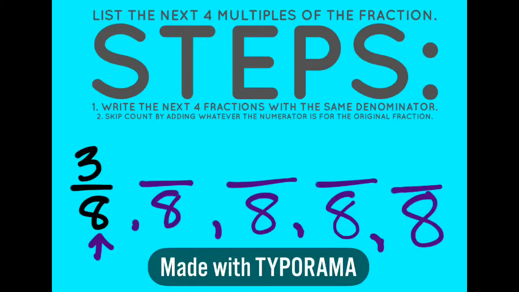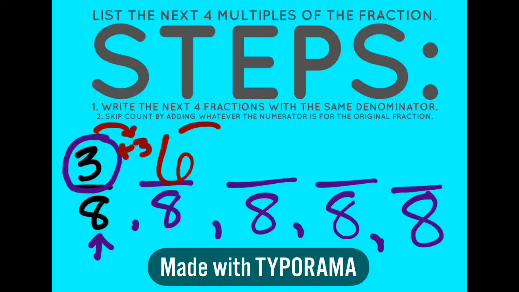Step number 2 is we're going to skip count by adding whatever the numerator is for the original fraction. Our original fraction is 3/8. Our numerator is 3. So each time that we go up to the next fraction, we're going to add 3. So here I'm going to write 3 plus 3. What's 3 plus 3? 6. Then we're going to do 6 plus 3. What's 6 plus 3? 9.